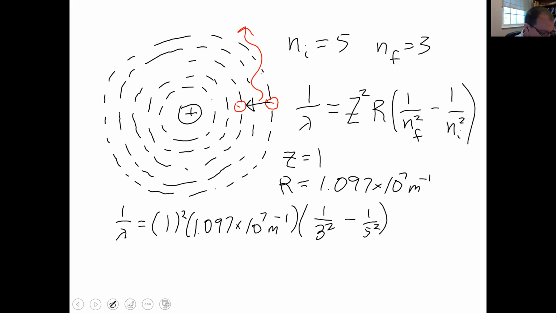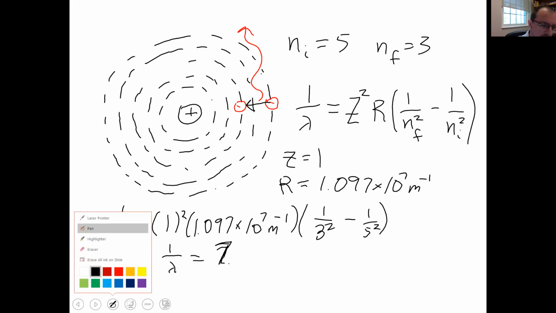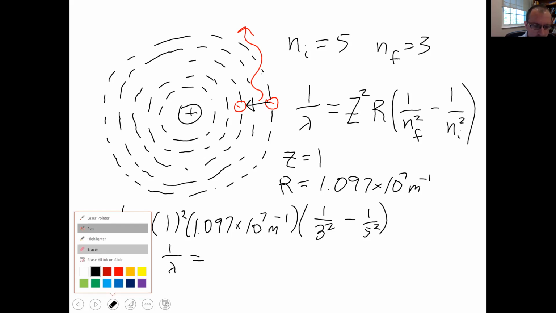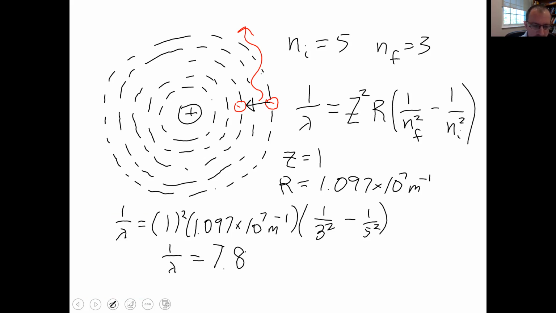All right, and if we go ahead and work that out, we get that 1 over lambda is 7.8. That's supposed to be a 7. Let's erase that and start over. How about that? 7.801 times 10 to the, let's see here, 5 inverse meters.